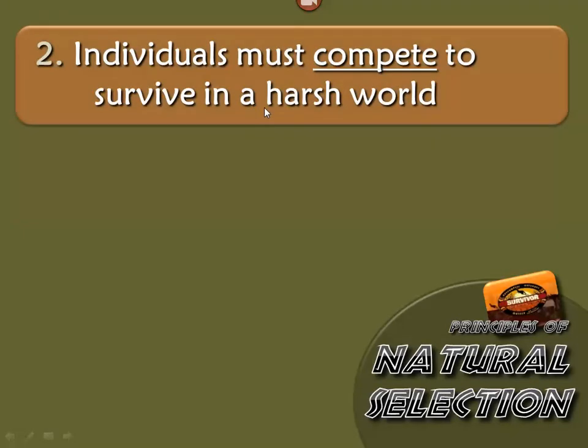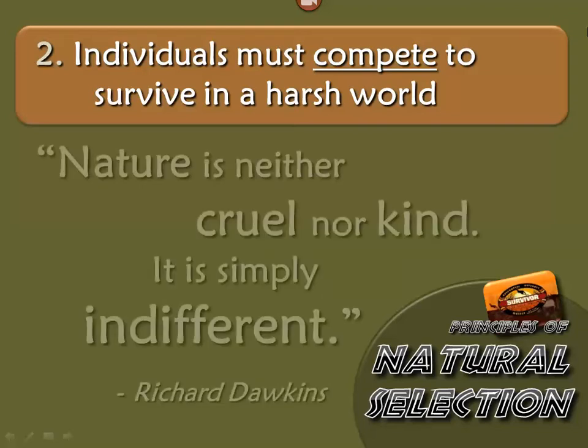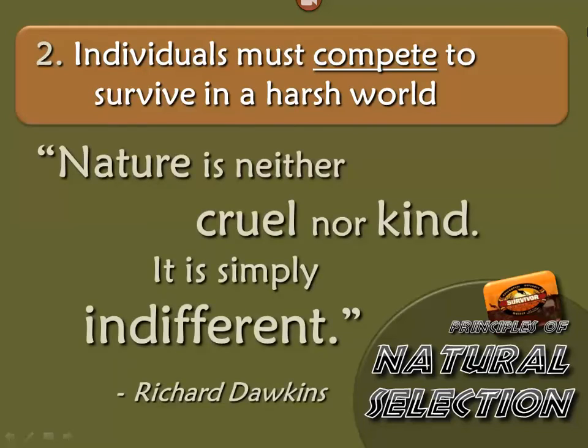All right. So once you have some genetic variation, there needs to be a second part to the process. There needs to be some competition. There needs to be some winners and losers, in a sense. And we're talking about life in the wild in a harsh, harsh world. I like this quote by Richard Dawkins, who says, "Nature is neither cruel nor kind. It's simply indifferent." Indifferent simply means that it doesn't really care.